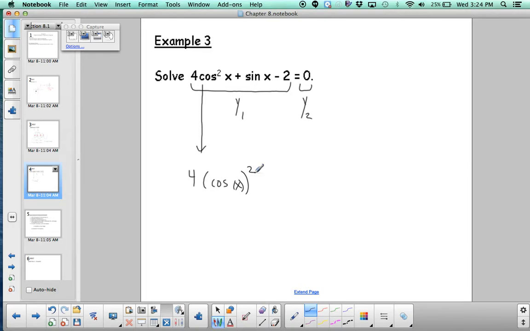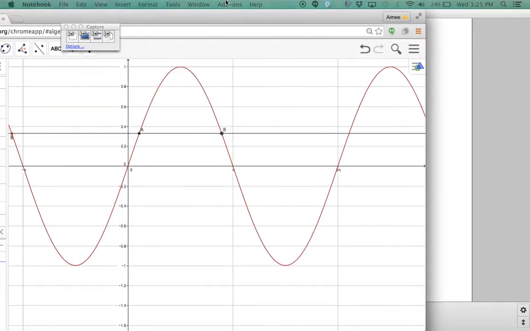Okay. So we're finding the solutions. We want to know when this is equal to 0. So the tricky part to begin with is going to be to find out what the period of that function is.